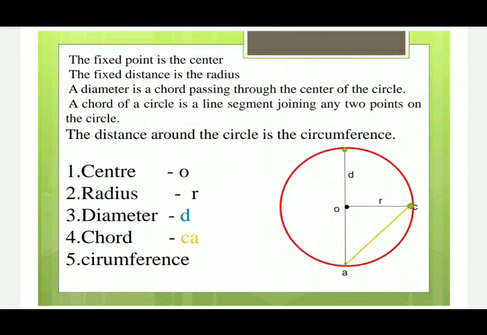The distance around the circle is the circumference. The red line you can see in the circle, that is the circumference. First, the center, you can see it is named as O. Radius is named as R. Diameter is named as D. Chord is CA or AC. And fifth, the circumference. That's all about this chapter.